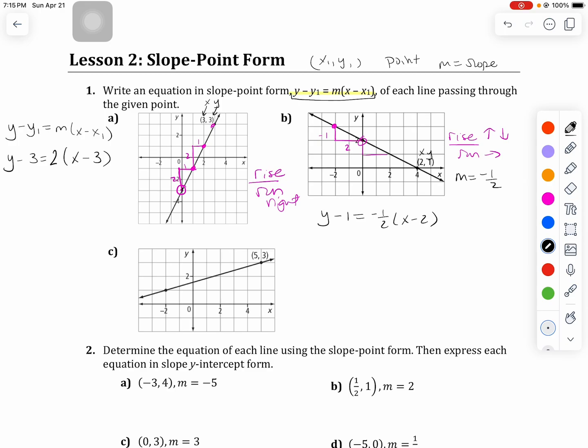And the last one here, question C, the slope is 2 over 1, 2, 3, 4, 5, 6, 7. So that one there we can't reduce. And so our equation is y minus 3 is 2/7 times x minus 5.